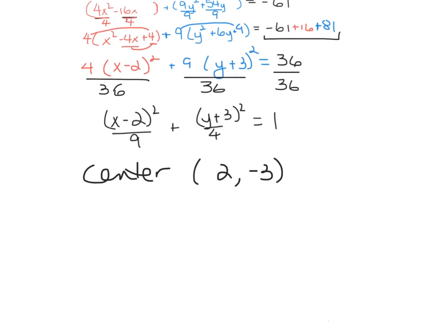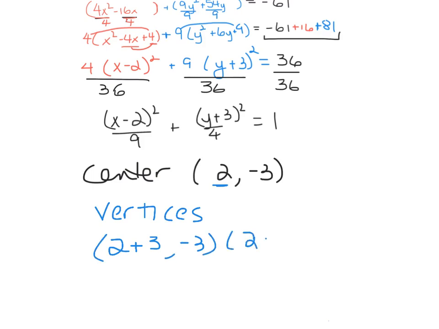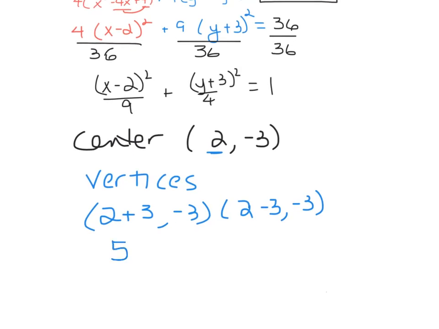The next thing I'm going to find are the vertices. So the vertices are always around that center, so I'm using the center point. Now notice my first term is the x, so that's what I'm adding the a to. So I'm going to add the a to the 2 and subtract the a. First I'll do 2 plus 3, comma negative 3, and then I'll do 2 minus 3, because I'm subtracting the a value to get the vertices. So I have vertices at (5, negative 3) and (negative 1, negative 3).